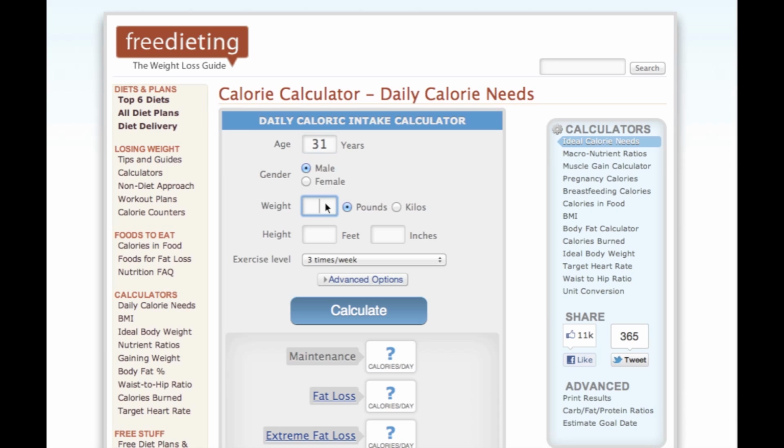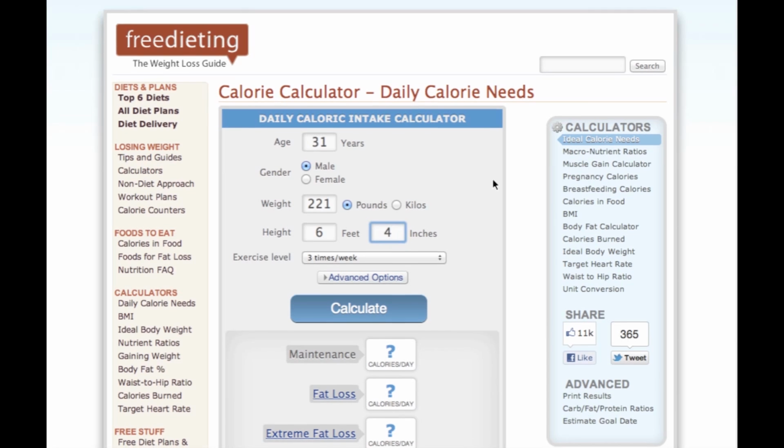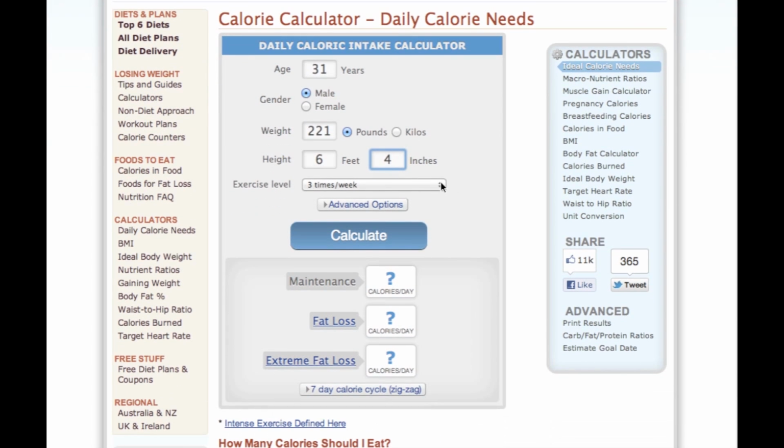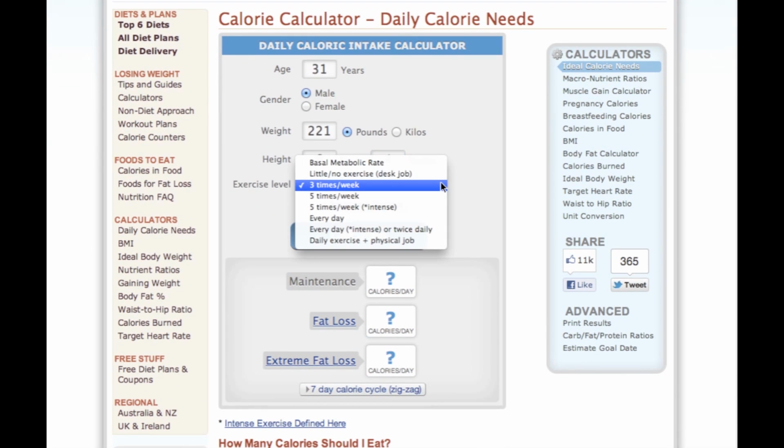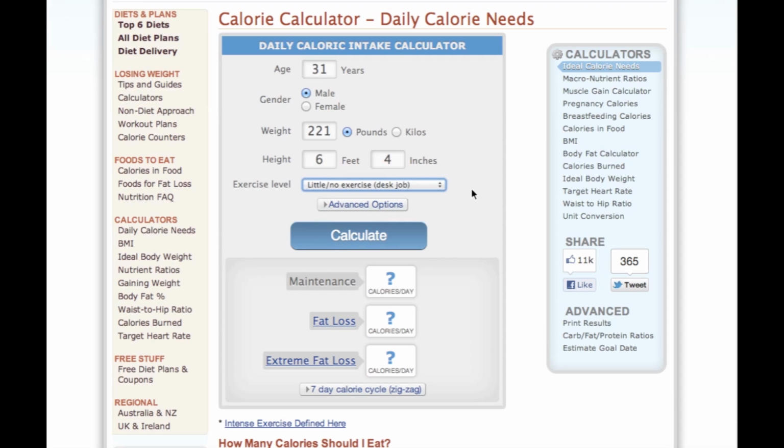I am 31 years old. I am 221 pounds, and I am 6'4". I don't believe that number will change anytime soon either. As far as my exercise level goes, this is something you need to take into account depending on your lifestyle. For me and my purposes, I'm going to put little or no exercise or a desk job, just because this is going to be easier, giving me the calories I want in making my points going forward with the rest of this presentation. Obviously, if you have a higher exercise level, you're going to need more calories throughout the day.